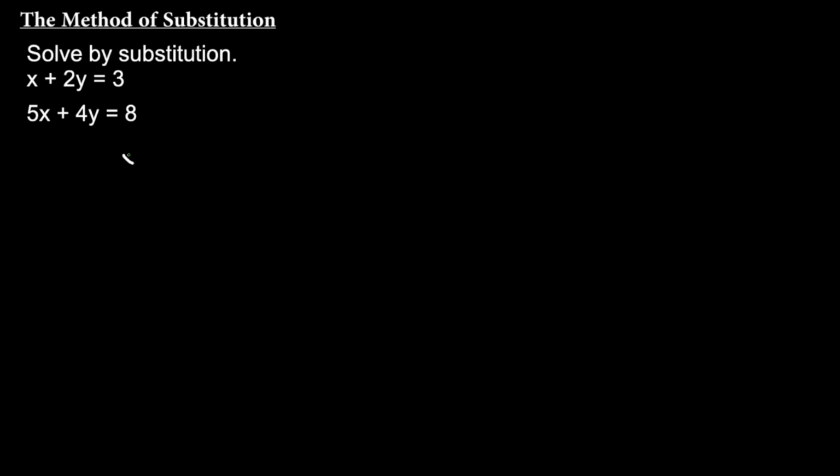So we have x plus 2y equals 3, and then on the other side, we have 5x plus 4y equals 8. We can rearrange everything with respect to x or with respect to y, whichever makes your life easier. In this case, let's rearrange everything with respect to x, and we'll do this by bringing the positive 2y across the equal sign.